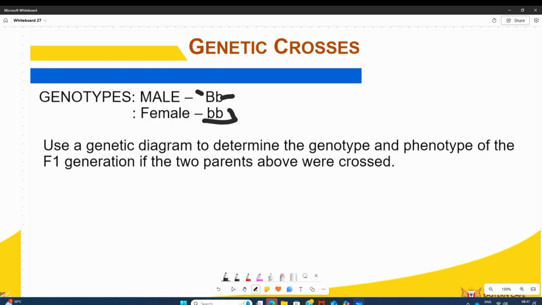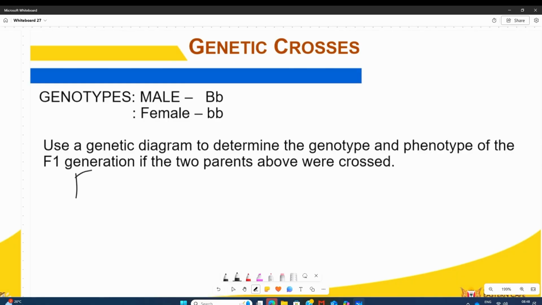Then now, we are given a statement here. Use a genetic diagram to determine the genotype and phenotype of an F1 generation. The F1 generation is the first filial generation, the first offspring generation, if the two parents were crossed. So we're going to use two methods here. We're going to use a genetic diagram. We're also going to use the Punnett square. So let's start with the genetic diagram to determine the F1 generation, the genotype, and also the phenotype of these organisms, that is the offspring.